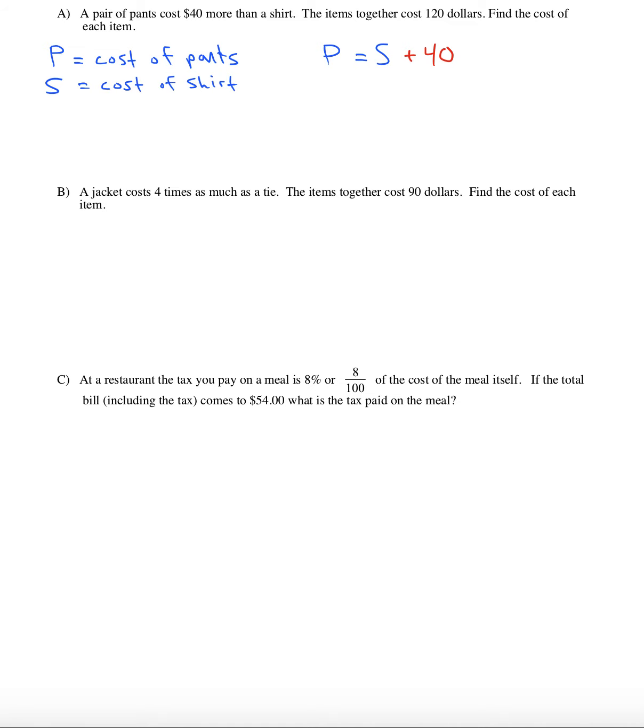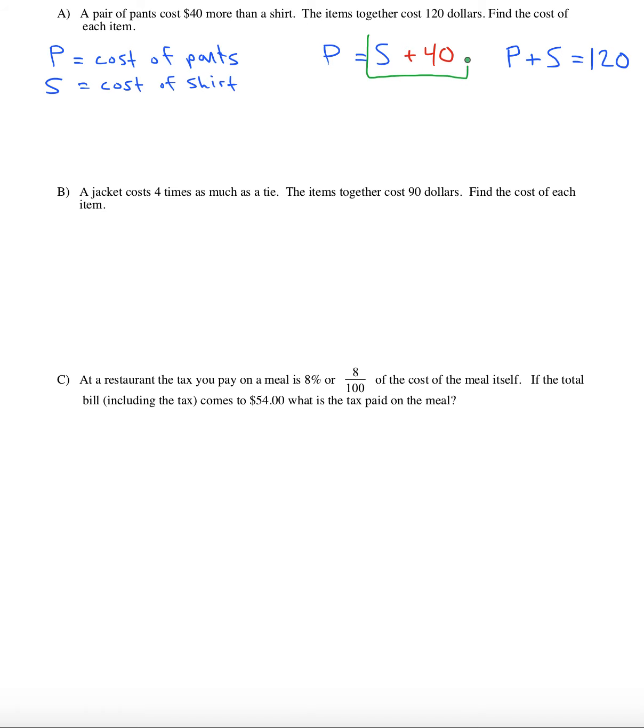So let's use the other statement to form another equation. The items together cost $120. So in math, the way we find a total cost would be by adding: the pants plus the shirt total up to $120. And there we go. Now we just have to solve this system of equations, and we can use substitution to do it.